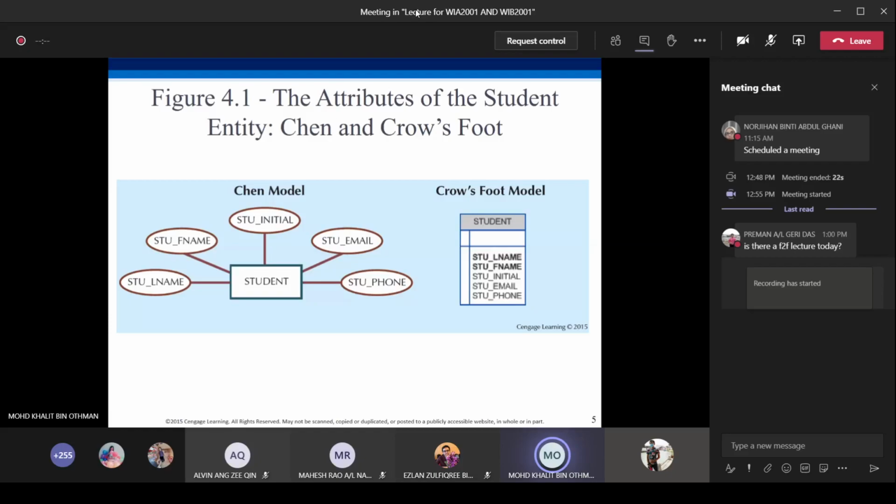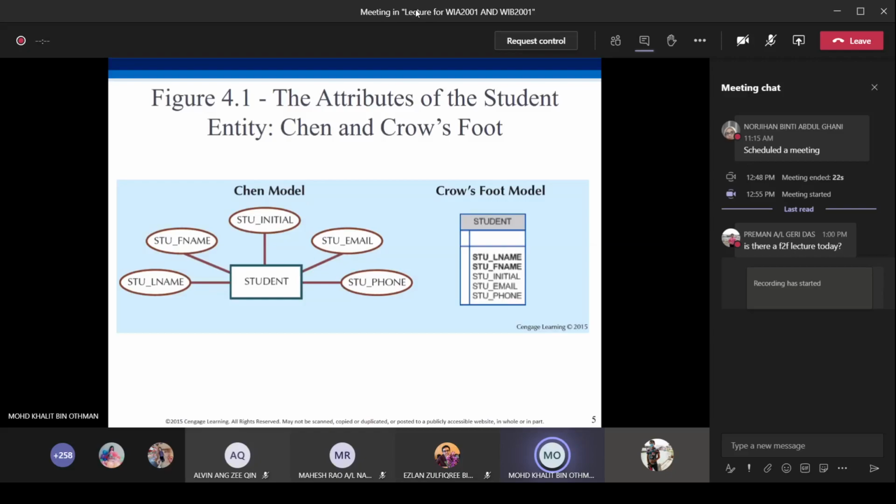So student last name and student first name are examples of required attributes for the entity student. Why? Because all students must have a student name, or student first name or student last name. So student name can be considered a required attribute for the entity student.